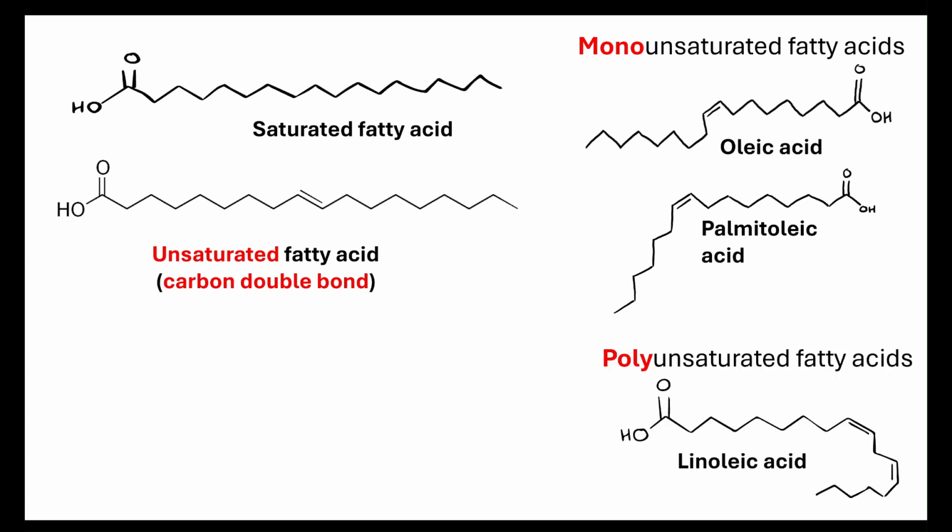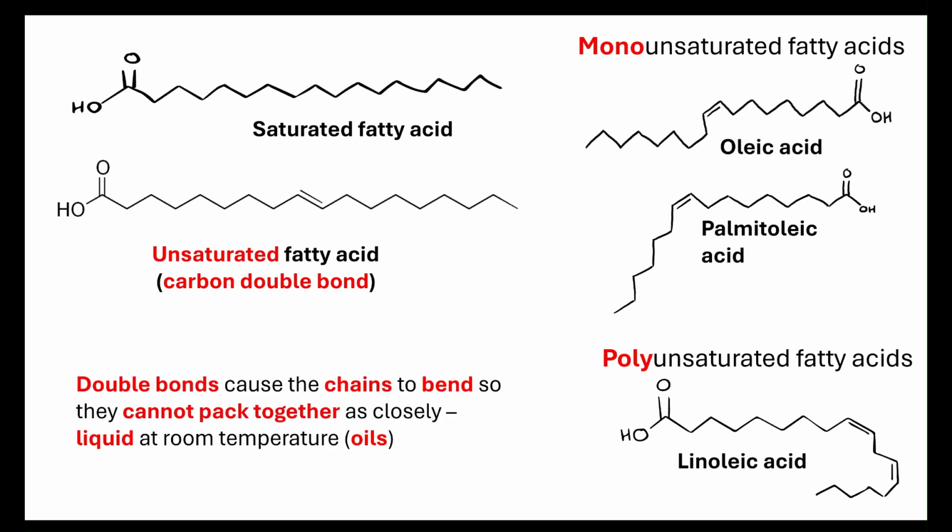You can also have what's known as a polyunsaturated fatty acid. So a polyunsaturated fatty acid has more than one carbon double bond in the hydrocarbon chain. Now, it's important to note that those double bonds actually cause the chains to bend. And because it causes the chains to bend, they can't pack together as closely. And that's why they're found as liquid at room temperature. That's what our oils are. So plants have their lipids as oils rather than fats, which we would class as the solid form of the lipid.